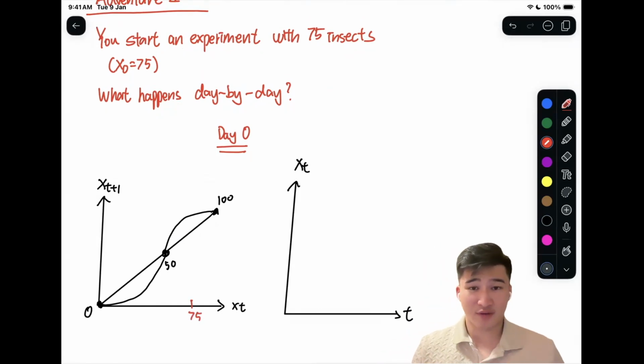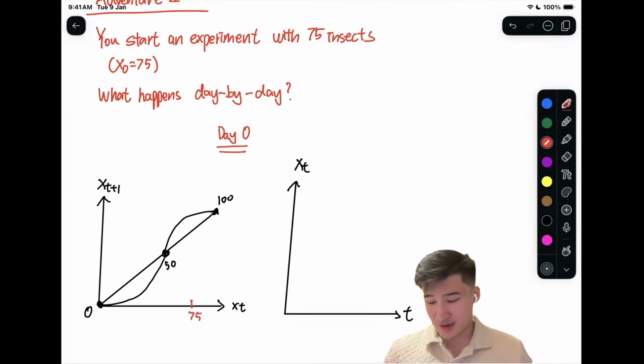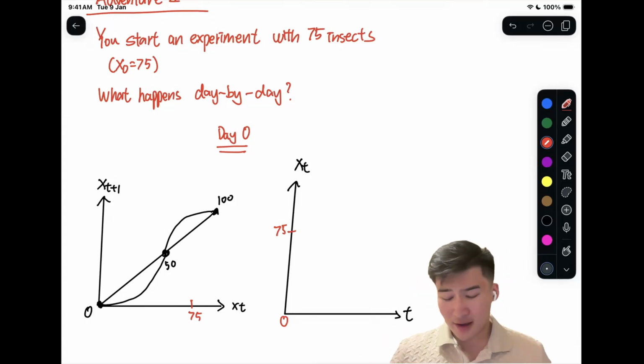What this graph on the left-hand side tells me is that if we input the current population, we would know the population for tomorrow. The right-hand side graph again tells us the current population at the current time period. So we know that x_0, at t_0, is going to be 75. Perfect. And now we can find what's going to happen tomorrow by going up on this graph.